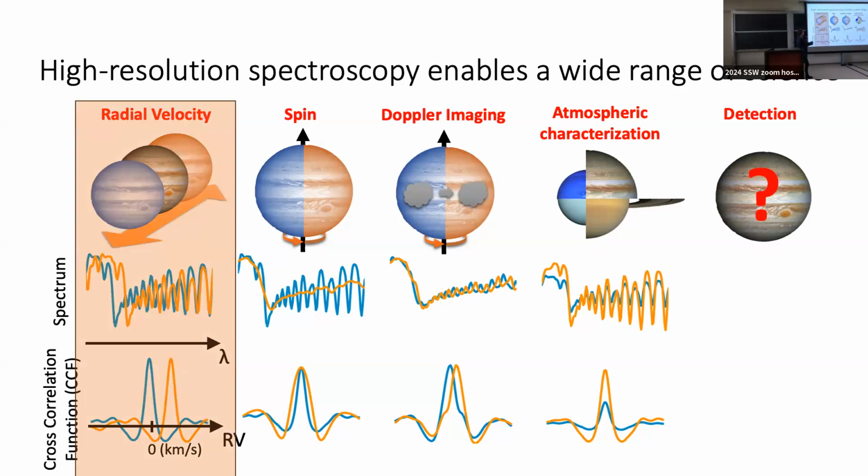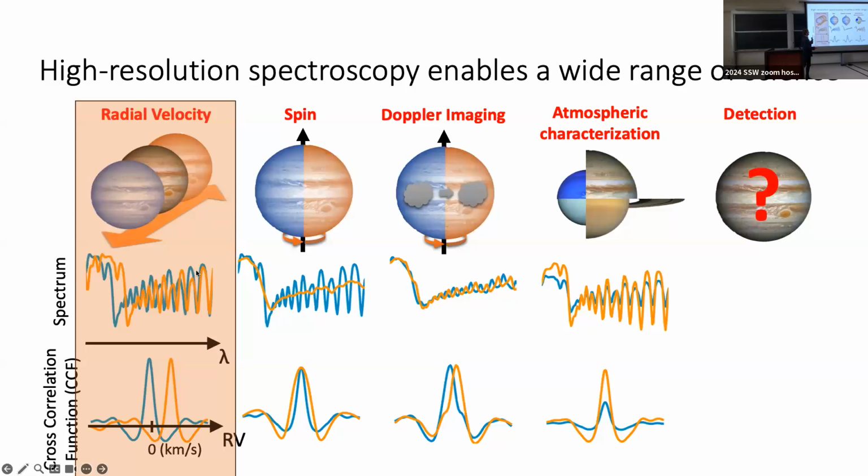I'm going to start with the radial velocity, which I've mentioned before. The idea is that because we can see the molecular lines, the spectral lines, by measuring how shifted they are, you can measure how fast the planet is moving towards or away from you. Equivalently, that means measuring the position of the peak of the cross-correlation function at the bottom, which gives you the radial velocity of the planet.